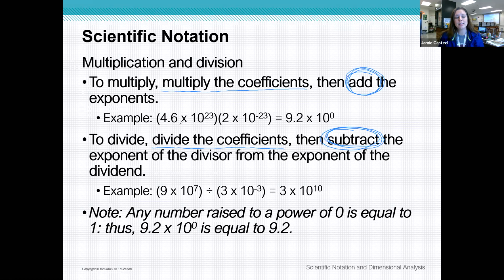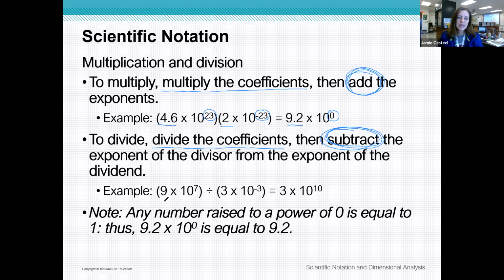So if I'm doing 4.6 times 10 to the 23rd times 2 times 10 to the negative 23rd, I'm going to say 4.6 times 2, which is 9.2. And then I'm going to say 23 plus a negative 23 is 0. So really, my answer there is just 9.2, okay?